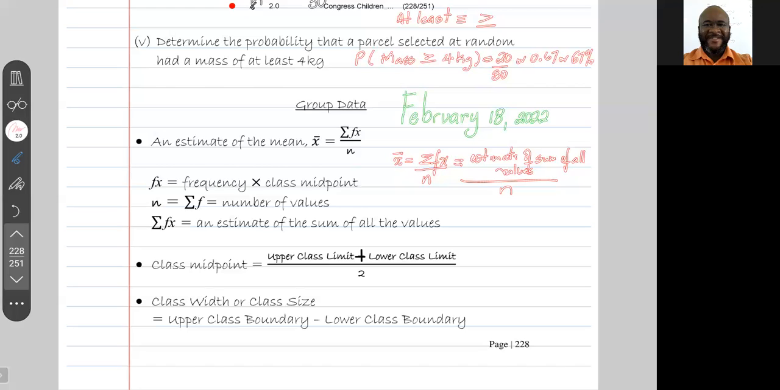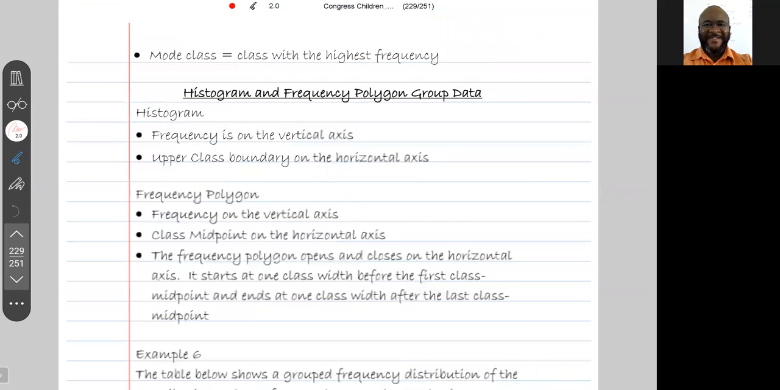Guys, under group data, the class width or the class size is the upper class boundary minus the lower class boundary. Again, when we do the examples, you'll see what we mean by upper class boundary and lower class boundary. Under group data, the mode class is the class with the highest frequency.